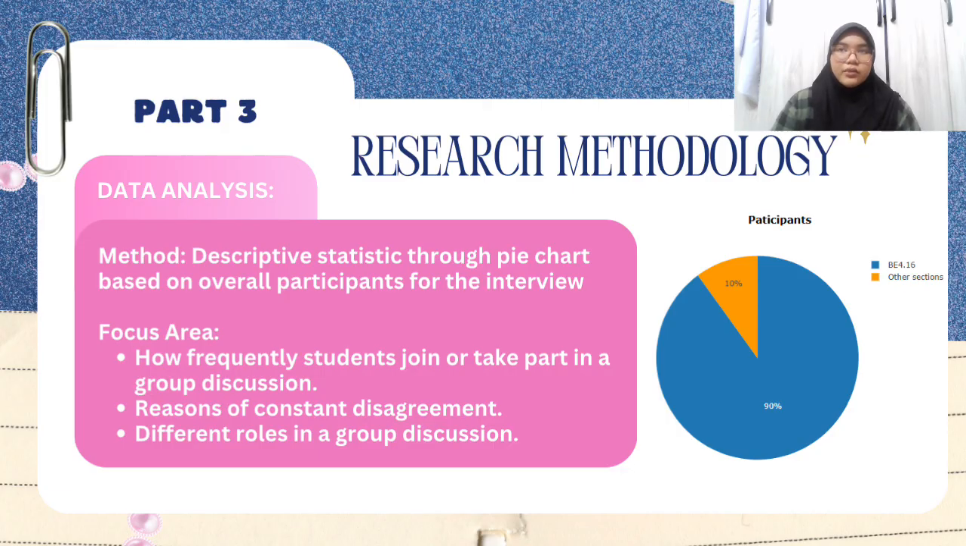90% of them are from BE 4.16, which is our main objective, as we hoped, and the other sections are all around 10%. The focus areas for this mini project are how frequently students take part in group discussion, the reasons for disagreement, and the different roles in group discussion. So that is all from my part. I'll be passing this to the next presenter.